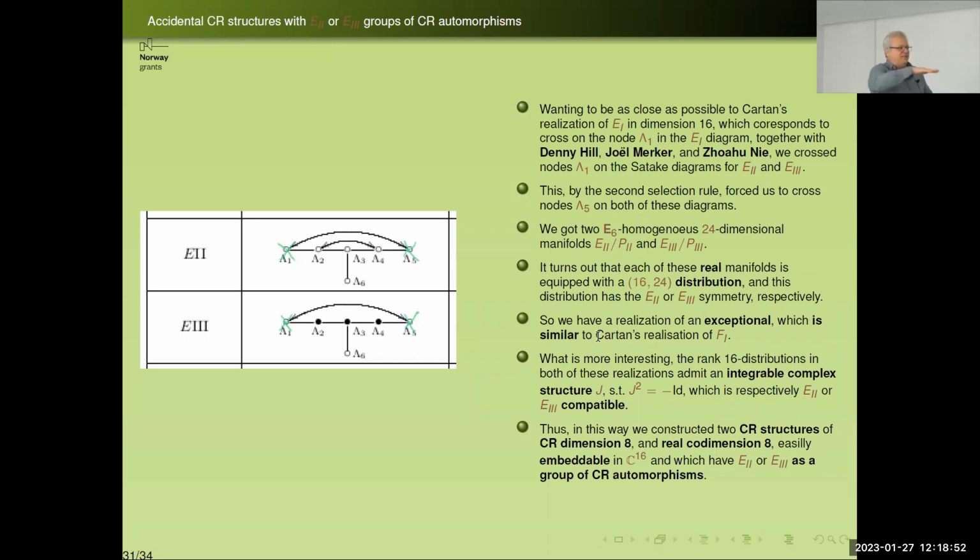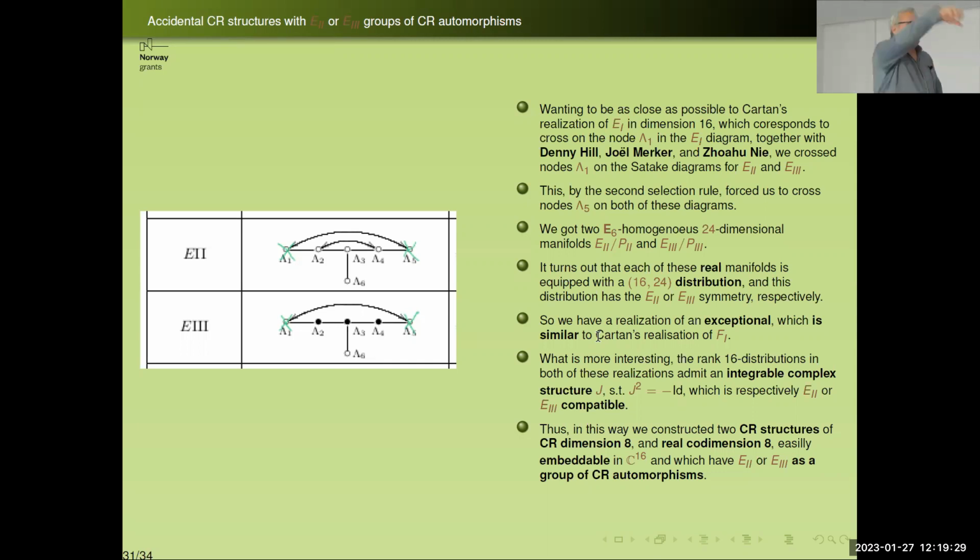So we have a 16-dimensional complex plane at every point embedded in real 24. And so in this way, we actually constructed a CR structure of CR dimension 8 and real codimension 8, which can be easily embedded in C16. And it has E2 and E3 symmetry. And as I said, we call these CR structures accidental, because actually already the distribution has E6 symmetry.